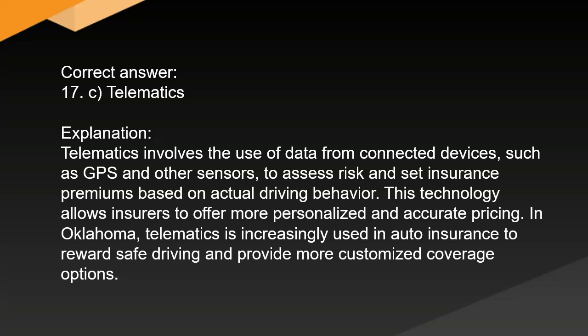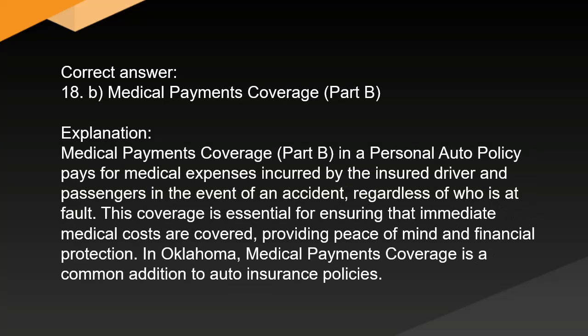Correct answer: C. Telematics. Explanation: telematics involves the use of data from connected devices such as GPS and other sensors to assess risk and set insurance premiums based on actual driving behavior. This technology allows insurers to offer more personalized and accurate pricing. In Oklahoma, telematics is increasingly used in auto insurance to reward safe driving and provide more customized coverage options.